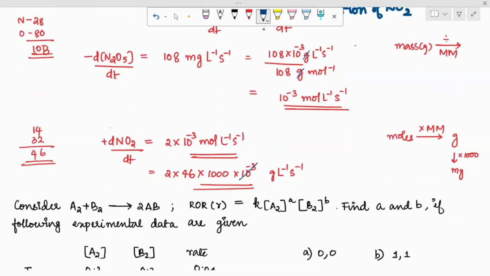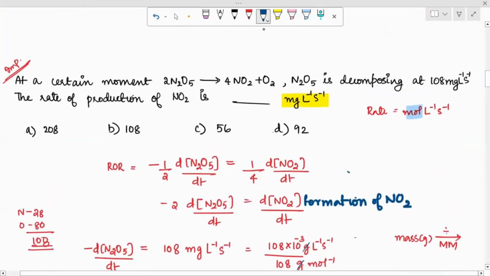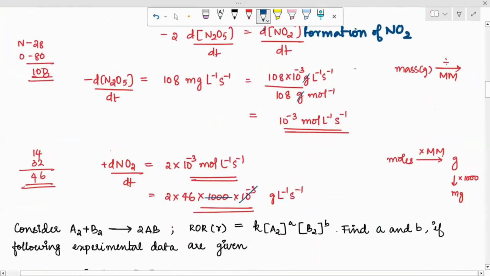Okay, 10 to the power minus 3 and 10 to the power plus 3 get cancelled. 2 into 46 is 92. And the correct answer to this question is 92 mg per liter per second. Again, option A.